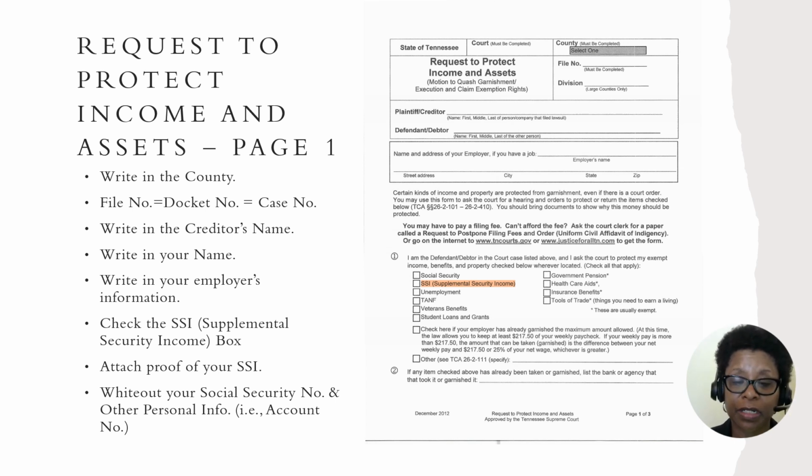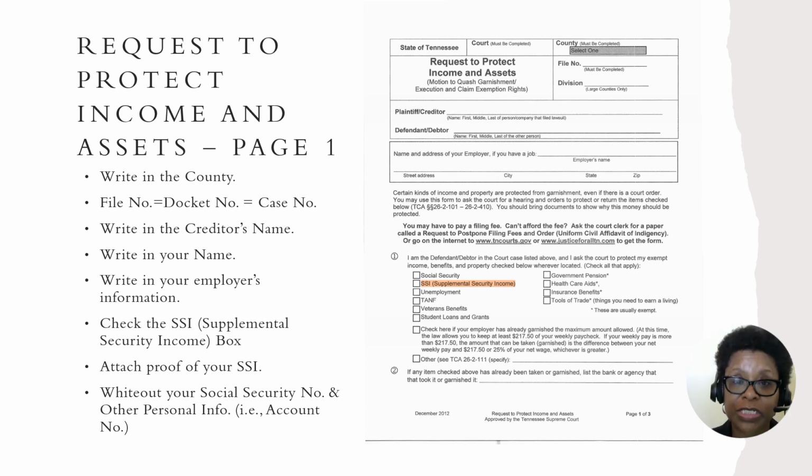You would skip that. Where it reads plaintiff and creditor, you'd write in the name of the creditor, the person that sued you. The next blank, defendant slash debtor, is where your name would go. And also you'd write in your employer's address as well. And then if you come down, you would see where it has the SSI box, the supplemental security income. You would need to check that box to let the court know that you're asking that that income be protected.